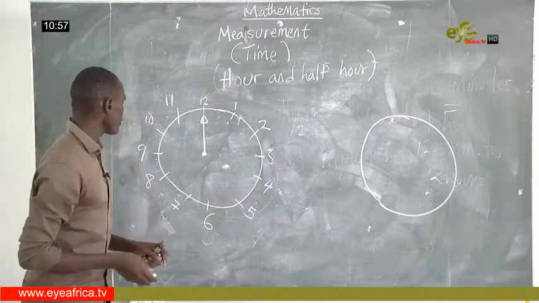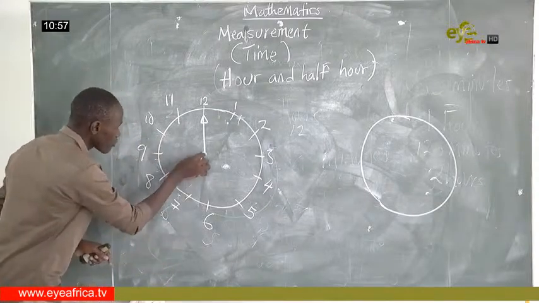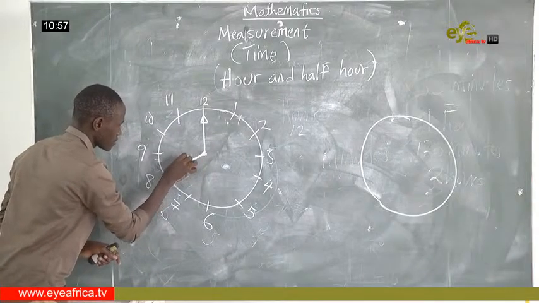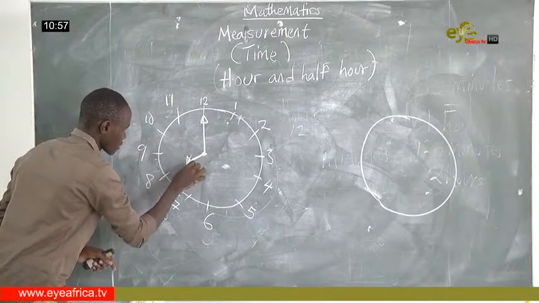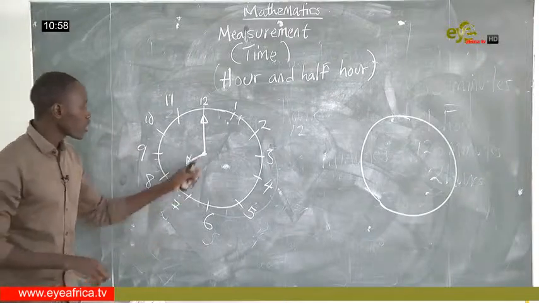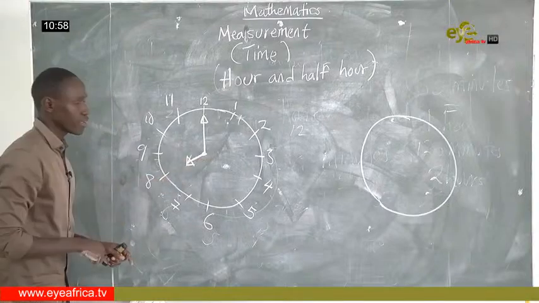And where is the shorter hand facing? The shorter hand is facing directly at number 8. The longer hand is facing at number 12, and the shorter hand is facing at number 8.